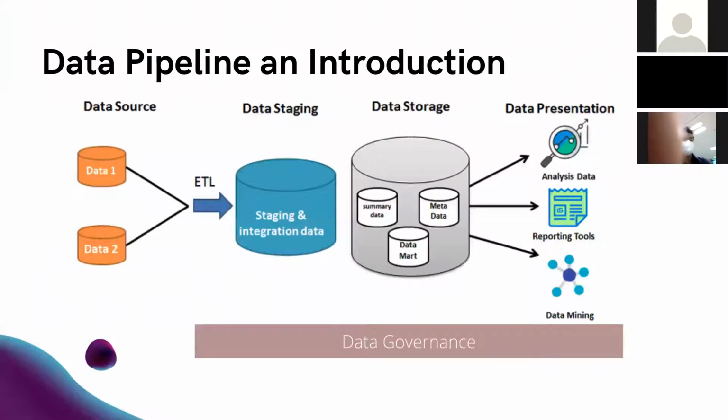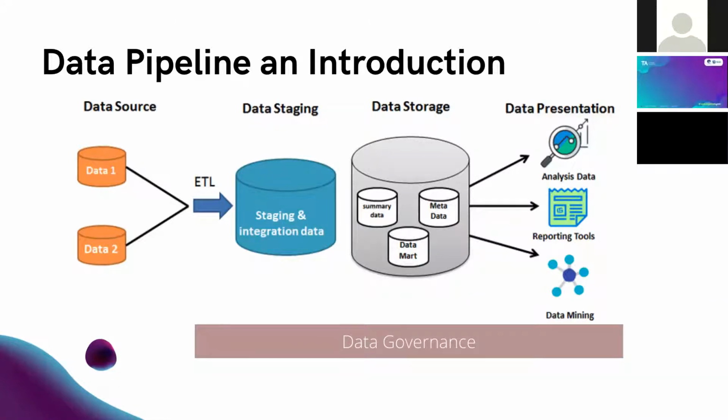We usually have 4 stages in a data pipeline, and the first is the data source itself. At the data source, we can think of it as a layer of heaps and heaps of source databases which are not linked to each other.